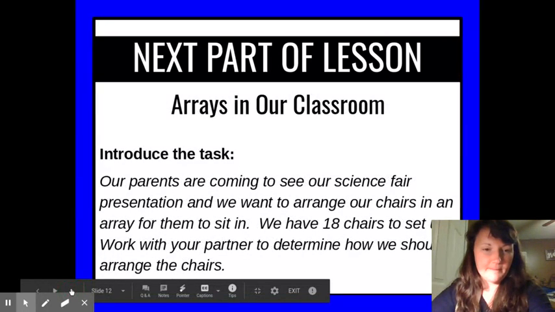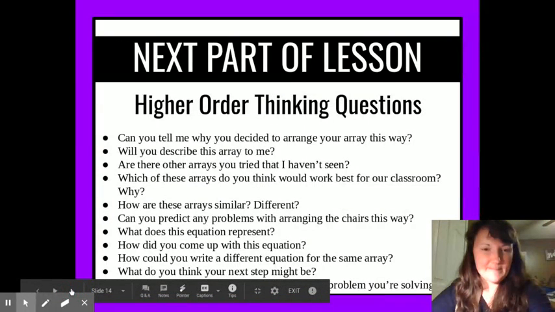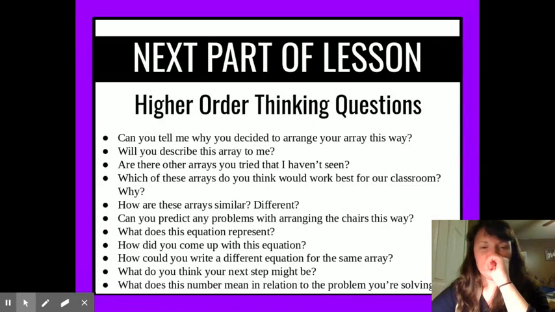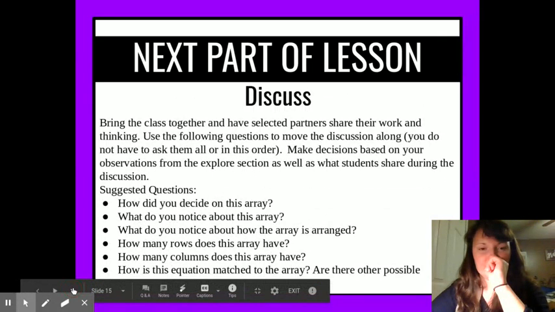So now, let's look at some of our questions. So can you tell me why you decided to arrange your array this way? All right, so how are the arrays similar and different? Well, we haven't come up with the arrays yet.